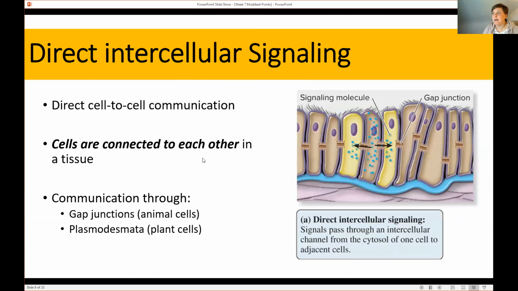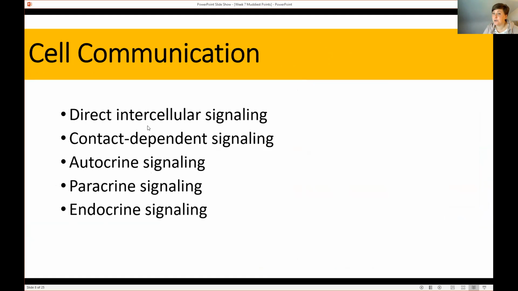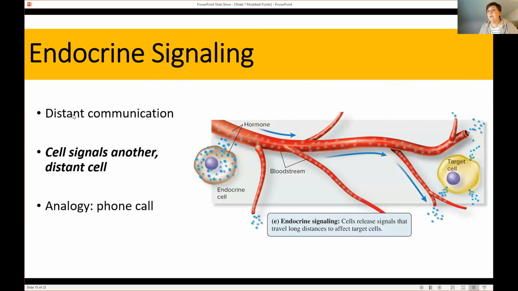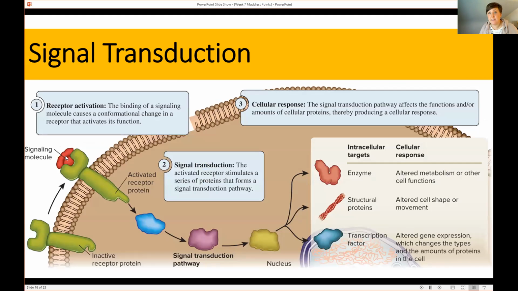Again, I would distinguish them: direct intercellular signaling, that is cytoplasm to cytoplasm via connected cells. Contact dependent signaling is cell to cell, like a handshake. Autocrine signaling is the cell talking to itself. Paracrine signaling is the cell talking to a nearby cell, but over a space, a small space. And endocrine signaling is cells communicating over large distances. But again, all of them are doing the same thing, which is conveying a message.